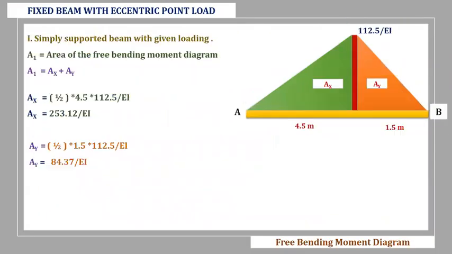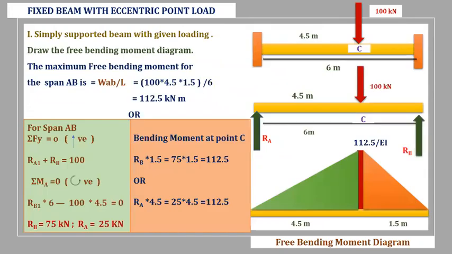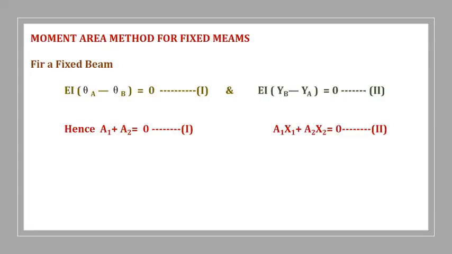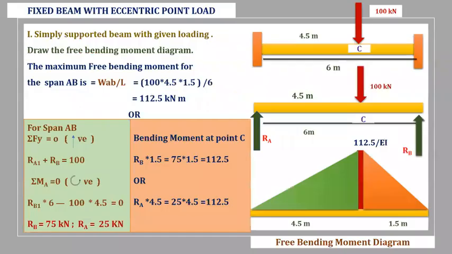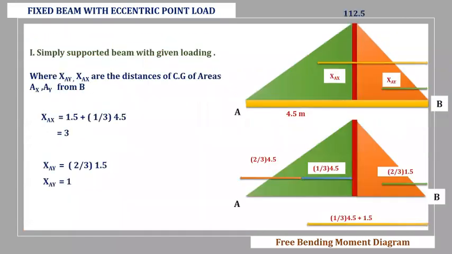This one is the second condition, A1x1 plus A2x2. A1x1 represents the simply supported bending moment diagrams, where we get the two triangles, orange and green. X1 represents the centroidal location from the point B. A2 represents the area of the fixed end moments. X2 represents its centroidal location from the point B. Second condition, A1x1 plus A2x2. Now this is my second equation.